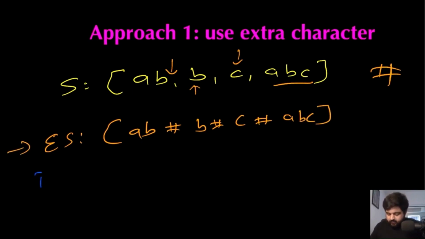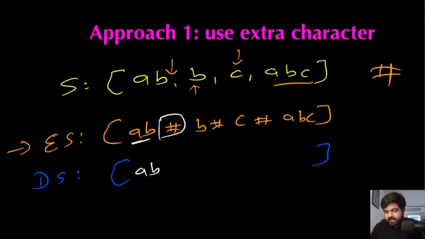Now if I want to decode the string, the decoding would work like this. So first of all, I'm iterating until I find that this is a valid string. So the valid string is AB. Now I realize that this is the hash, and hash is the character that I put as an extra character as an encoding mechanism. So I would remove this hash and I would treat this as a single string.